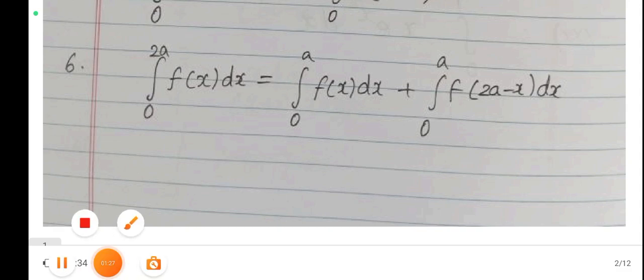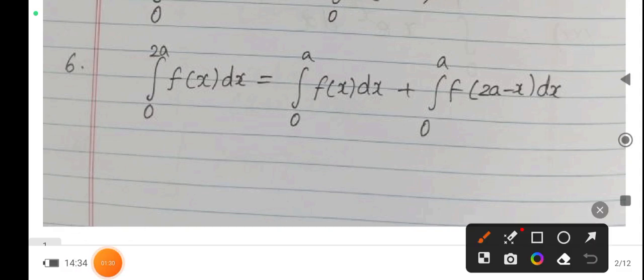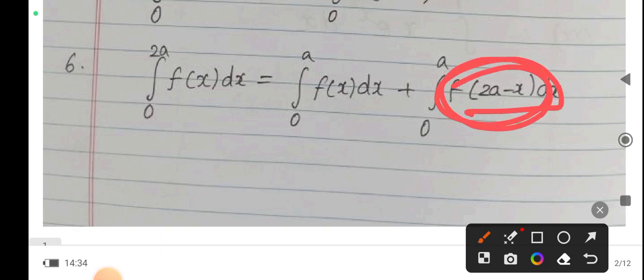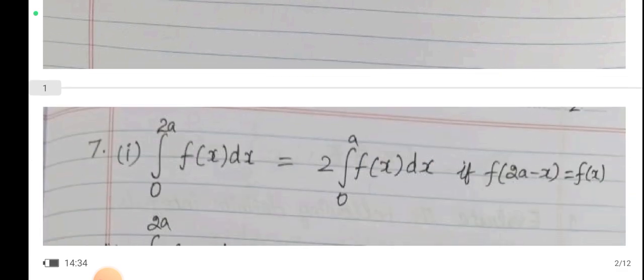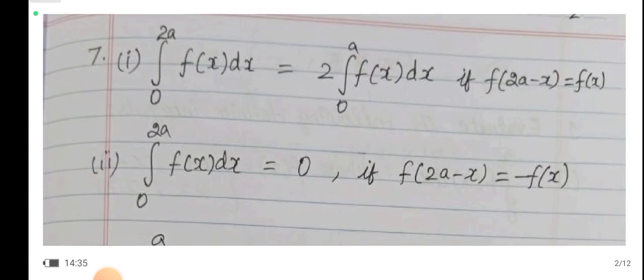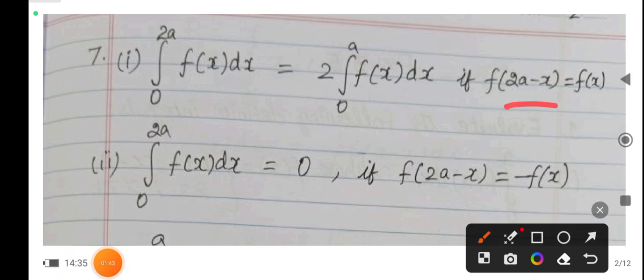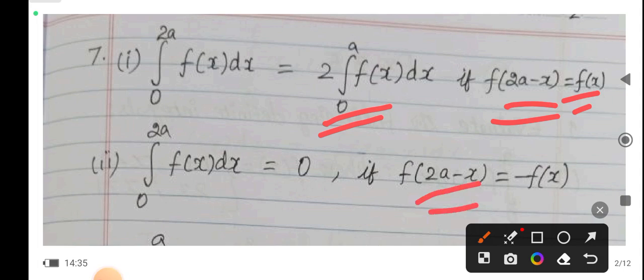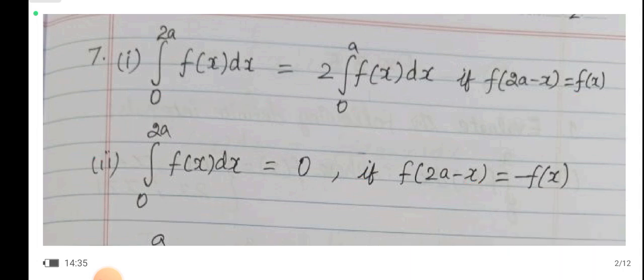Then integral 0 to 2a f of x dx is integral 0 to a f of x plus integral 0 to a f of 2a minus x dx. These are some rarely used properties. The sixth, seventh one, like even order, we will check. Suppose f of 2a minus x gives f of x, we can apply this: 2 times integral 0 to a f of x dx. Suppose f of 2a minus x gives minus f of x, then this integral itself is 0.